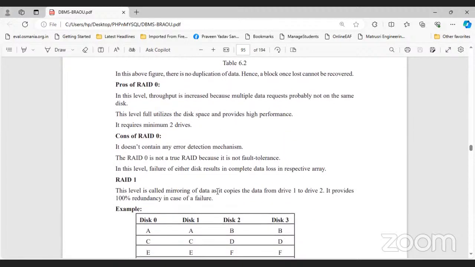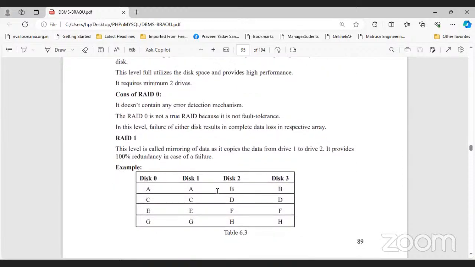Next one is the RAID 1 level. This level is called mirroring of data. What is meant by mirroring of data? You are copying the entire data from one drive to another drive. So it provides 100% redundancy in case of a failure. In case of any disk failure, you can copy the duplicate data. Here disk one has the data and disk two also has the same data.